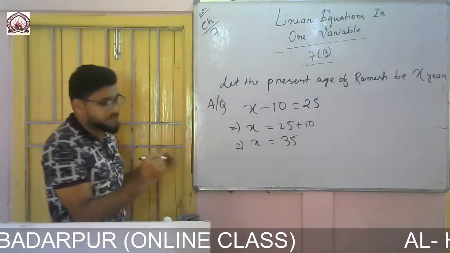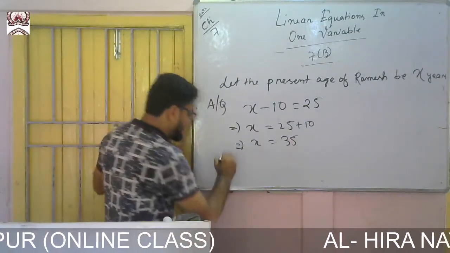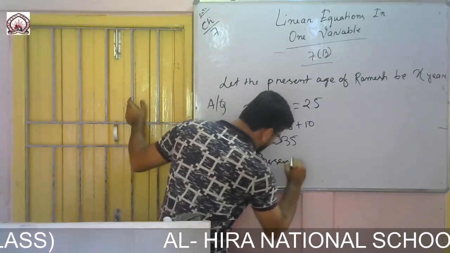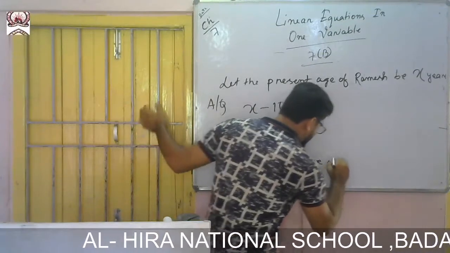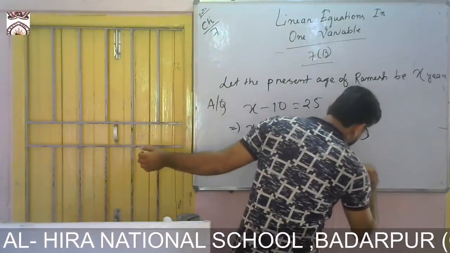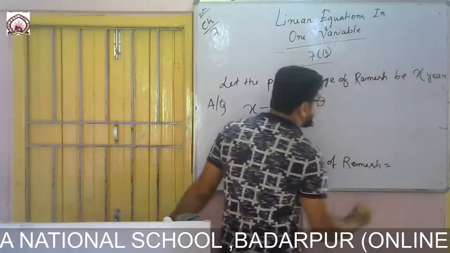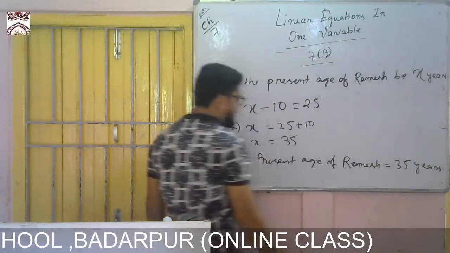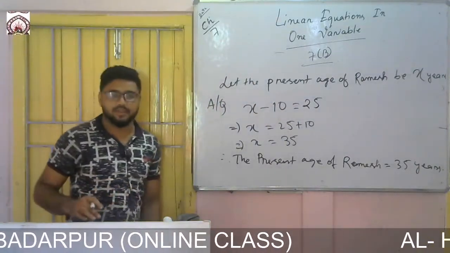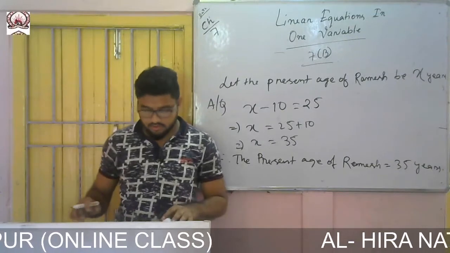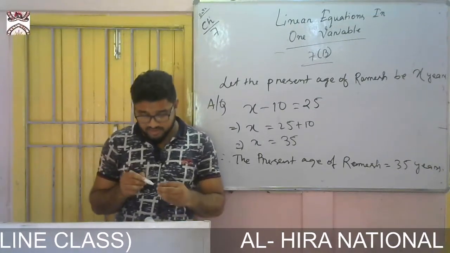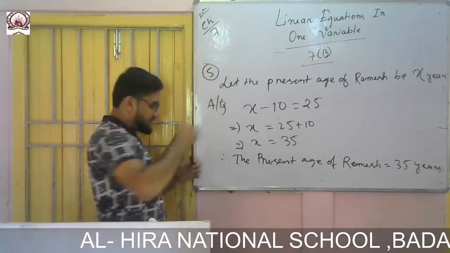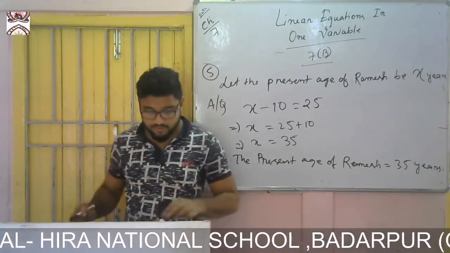So his present age is 35. Therefore, the present age of Ramesh equals 35 years. Now come to question number 6.